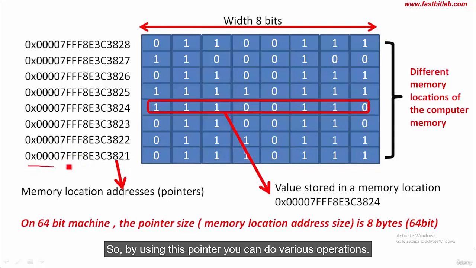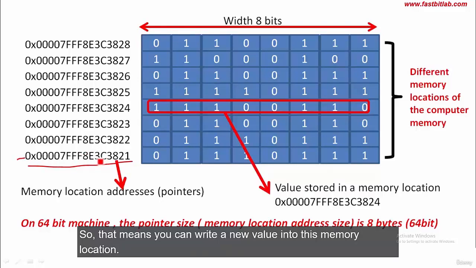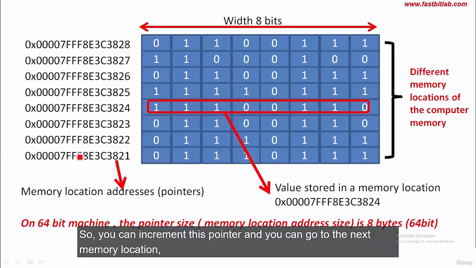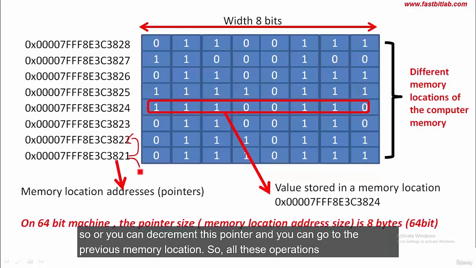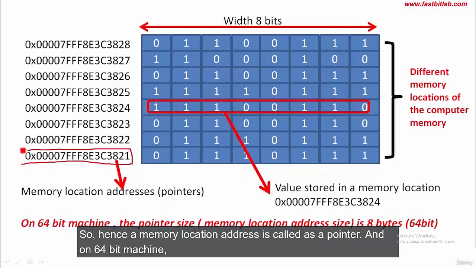By using this pointer, you can do various operations. So what are the operations possible? You can write into this pointer, that means you can write a new value into this memory location. You can read from this pointer, that means this value can be read in the program by using this pointer. You can increment this pointer and go to the next memory location, or you can decrement this pointer and go to the previous memory location. All these operations can be done on this pointer. Hence a memory location address is called a pointer.